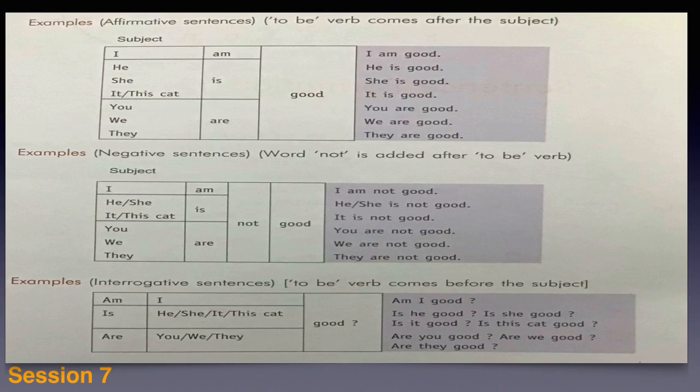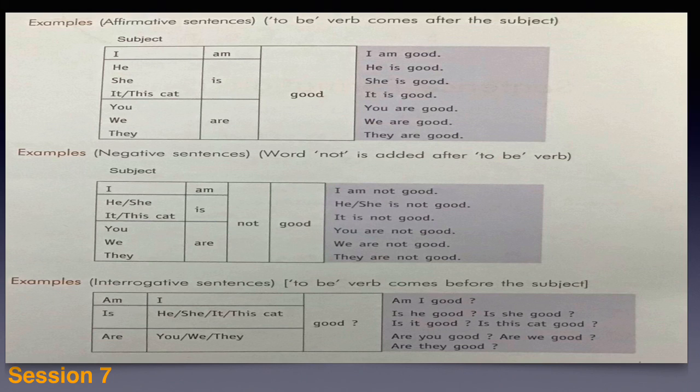Here quite a few examples are given of the use of that to be verb. How do we use them in the sentences? The first 3 of them are the affirmative sentences. I am good. The complete sentence is in 3 parts in all the sentences which we are going to form as affirmative sentences. I am good. The first one is completed.